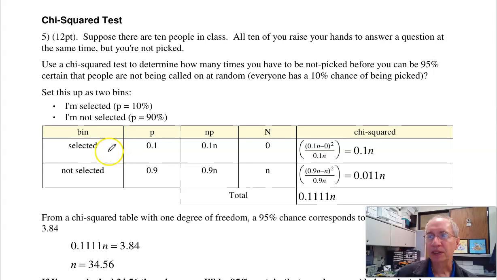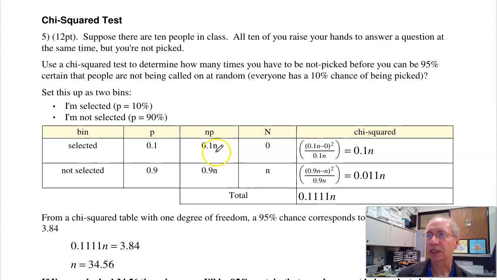If I have 2 bins, I'm selected, I'm not selected. If it's a uniform distribution, there's a 10% chance I'll be called on. 90% chance I'm not called on. If I raise my hand n times, the expected frequency of me being called on is 0.1 times n. Not called on, 0.9 times n. If I'm never called on, the actual frequency is 0, selected, and not selected. With that, I can calculate the chi-squared score.